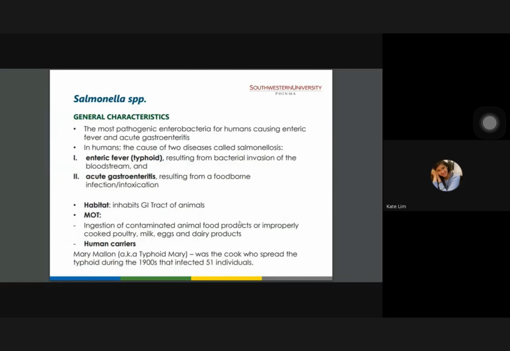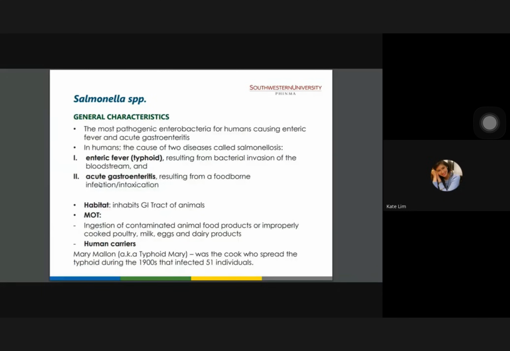Usually, these bacteria primarily inhabit the gastrointestinal tract. That is why it causes gastroenteritis, right? So it inhabits the human gastrointestinal tract, and the main mode of transmission is, again, the ingestion of contaminated food and products, such as improperly cooked poultry, milk, or eggs, usually dairy products. Human carriers are also very common for Salmonella.